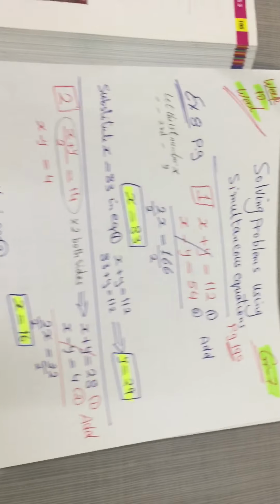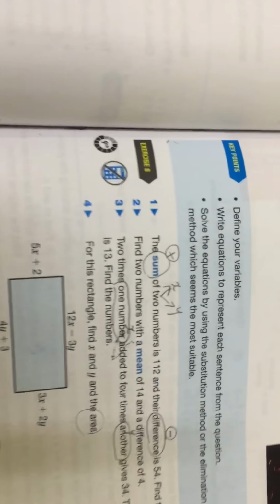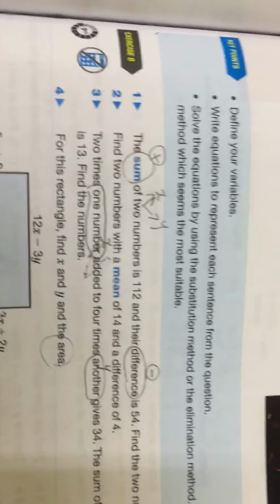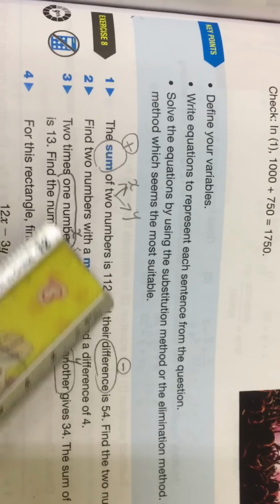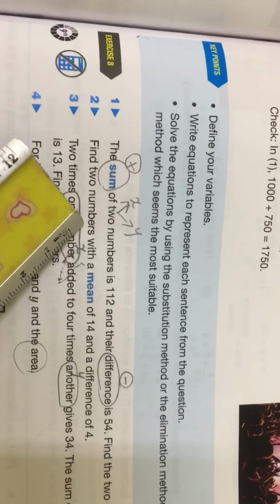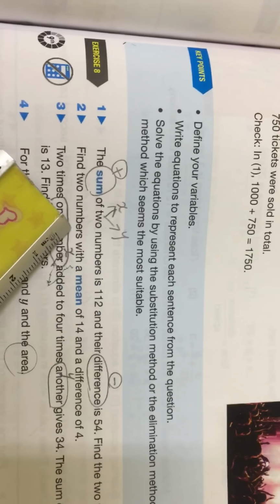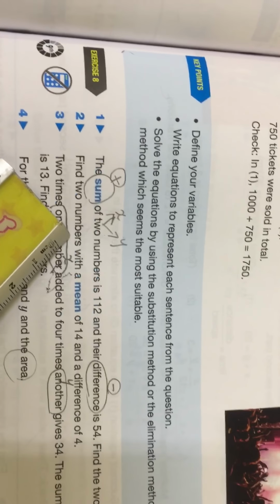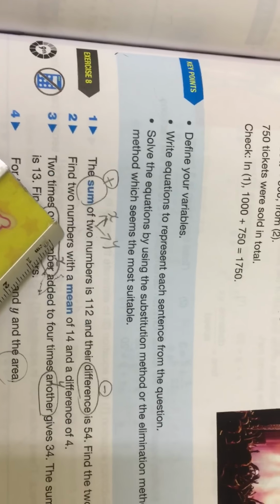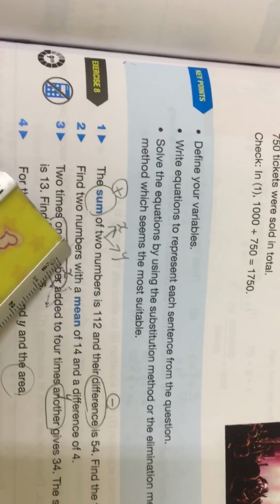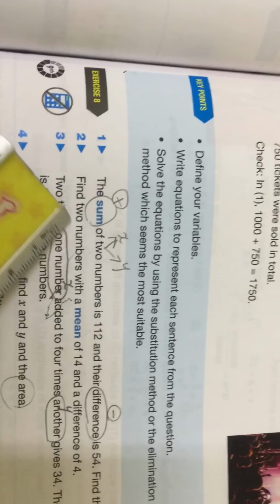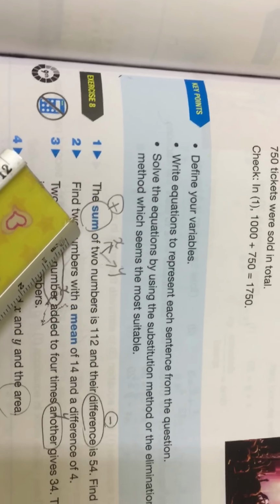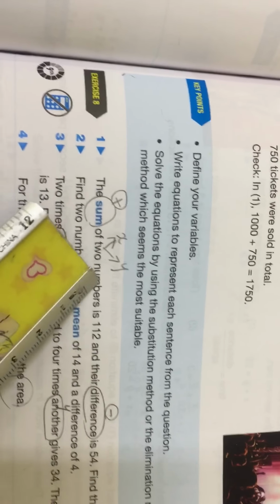Okay, now I'll go to question number 2. In question number 2, as you see, find two numbers. Also, he asked about two numbers. So I let the first number x and the second number y. Please write it over two numbers here. Let the first number x, the second number y.